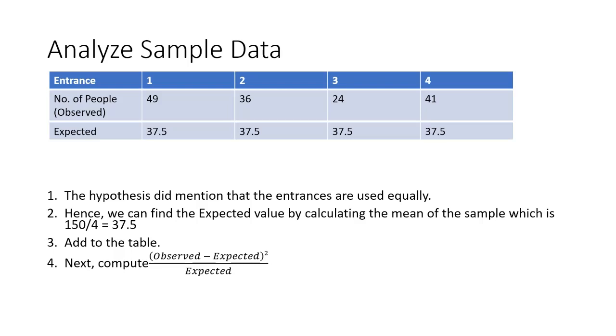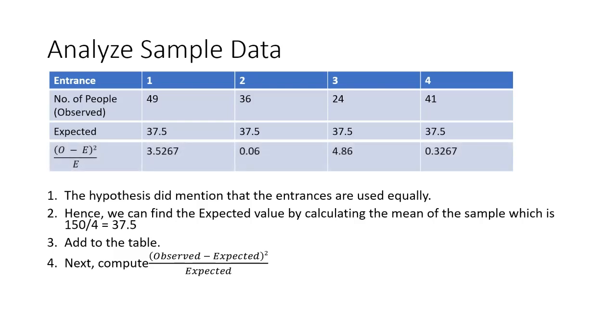Since we have the expected value, we can compute the chi-square value. Hence, the chi-square value can be calculated as well, which equals 8.7734.